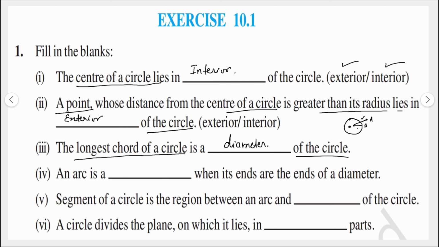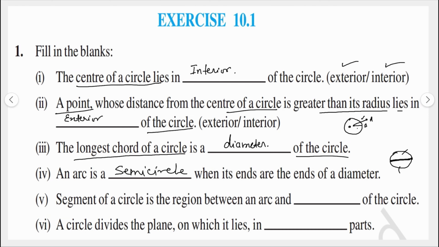Next is, an arc is a dash when its ends are the ends of the diameter. So if we have a circle and this diameter, the end points of this diameter are the end points of this arc. So each section will be called a semicircle. So we'll write: an arc is a semicircle when its ends are the ends of the diameter.